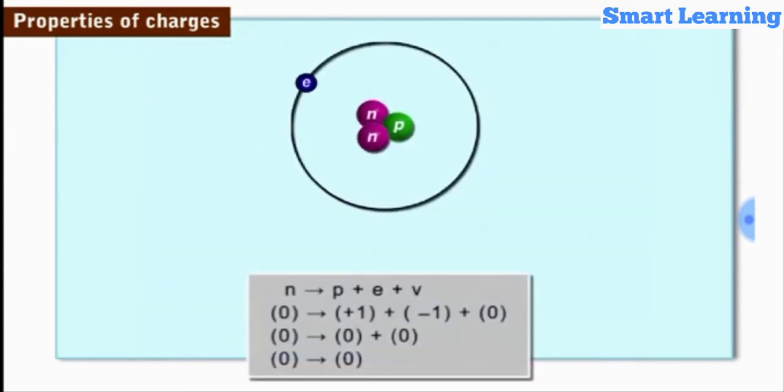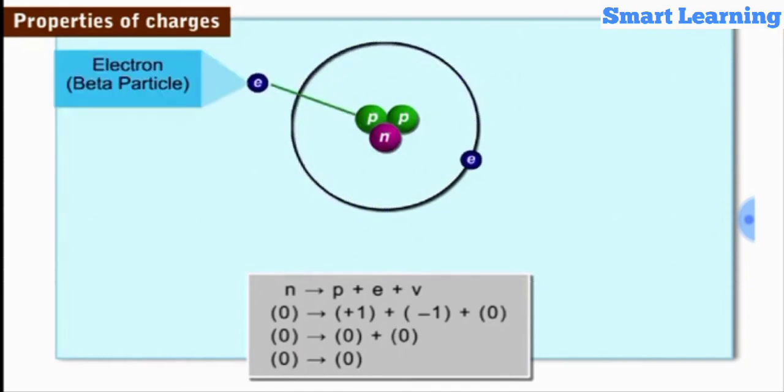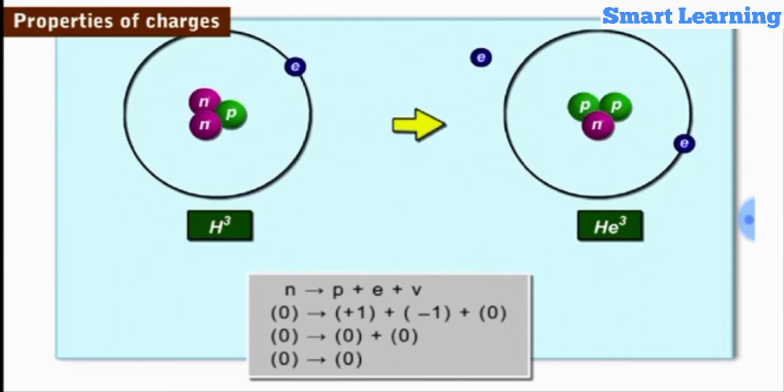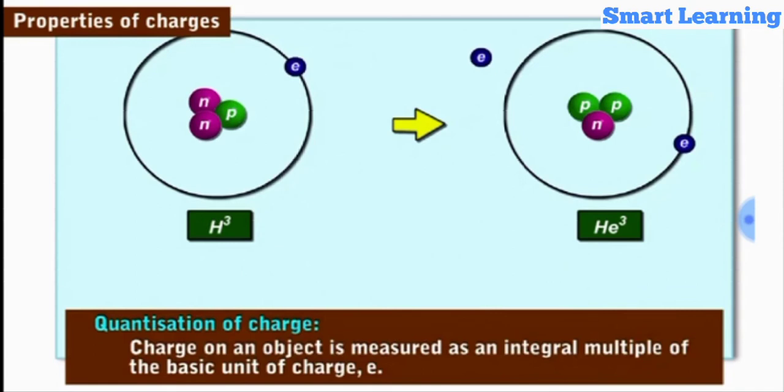We also find that in natural processes, such as the beta decay of a neutron, the charges are conserved. During the same, the neutron breaks into a proton and an electron, releasing a neutrino. Here, the neutron and the neutrino are chargeless particles, while the proton and electron are oppositely charged particles whose combined net charge is 0. Hence, we observe that the total charge in this process is conserved.